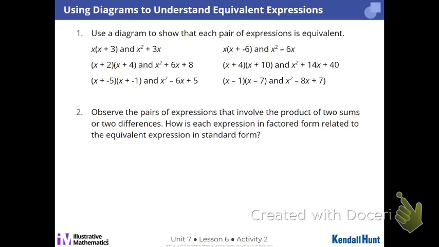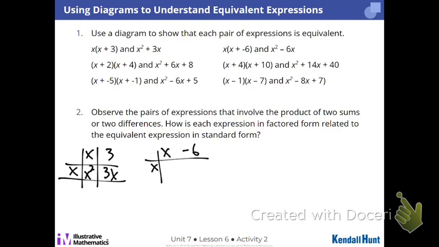Let's set up these diagrams. The first one, it could look a little different than this, but I got an x squared and a 3x. So I proved it. Okay? The second one, some people did a 0. Anybody in here do a 0? They put like a 0 there. It's fine, but you didn't have to. So there's my x squared and my negative 6x.